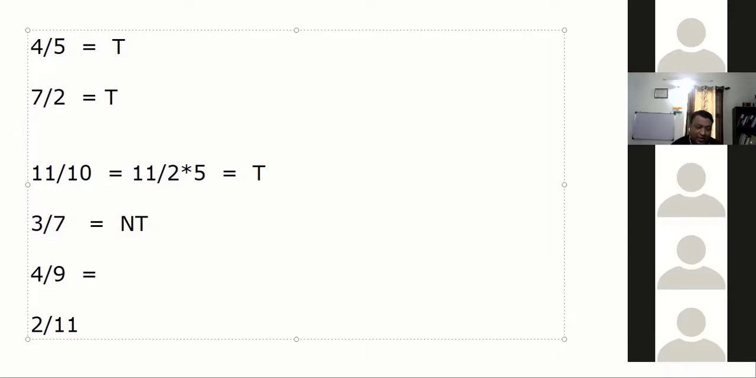What about 4 by 9? Because 9 also, you write. Okay, let me write. 4 by 9 means what? 3 into 3. Denominator is not of the form of 2 and 5s. So, non-terminating. 2 by 11. You cannot do anything. Non-terminating.